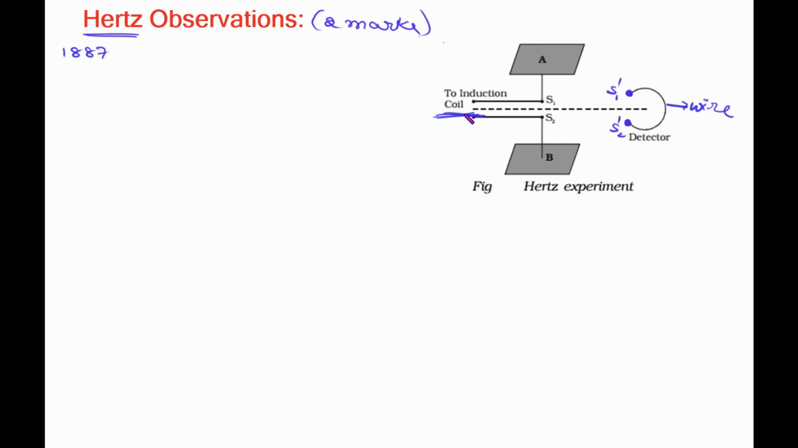On the induction coil help, the EM waves were produced. And these are the plates, A and B are the plates, and metallic spheres S1 and S2 are attached to them. So the electromagnetic radiations falling on the detector induced a potential difference across the gap.